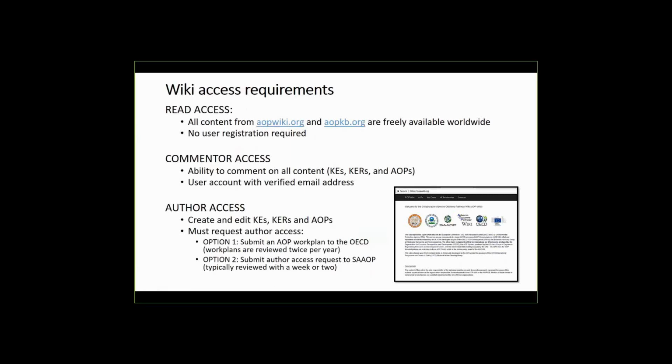Now, in order to use the wiki, you need to have access to the wiki, and there's different access requirements. The wiki itself and all the information in the knowledge base is freely available worldwide. You don't need any user registration. All you got to do is go to aopkb.org or aopwiki.org, and you can view everything, all the AOPs, the key events, the key event relationships, and all the documenting and supporting information.